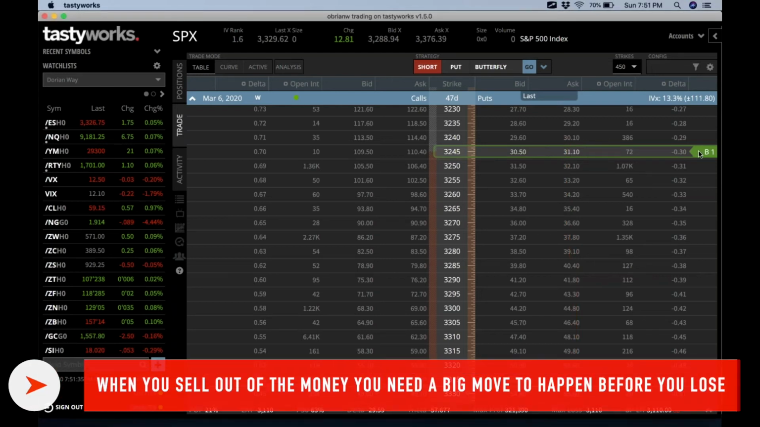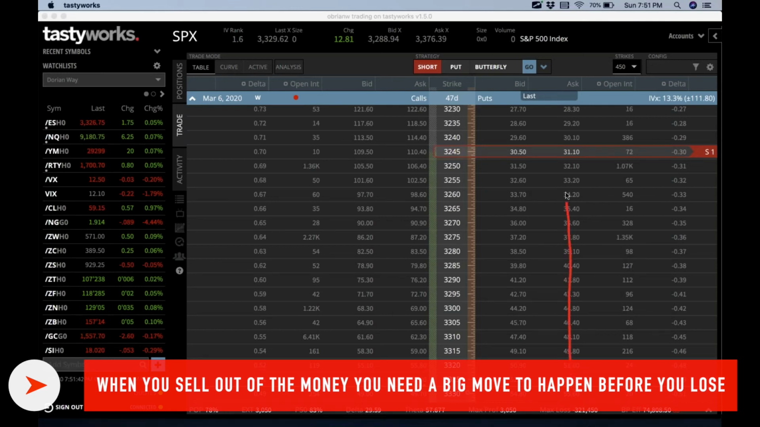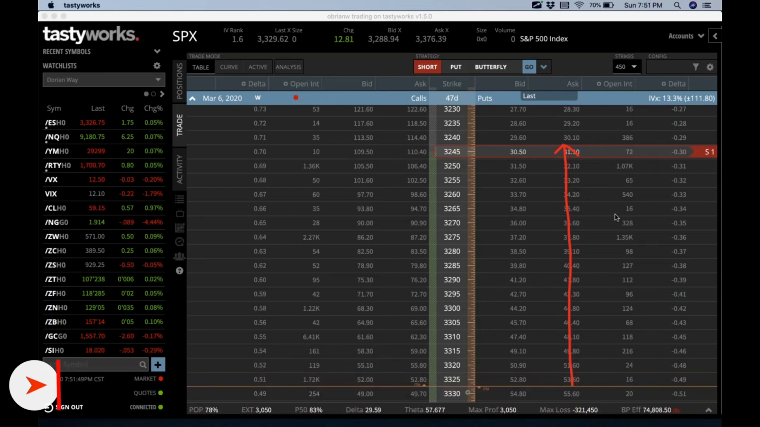When you are the seller of that option, you have a 70% chance of winning, because you need a big move to happen before you lose. The only way you lose is if it goes past that 32.45 at expiration. So if you're holding these things for expiration, these are the probabilities, that's what we're discussing here. If you are the seller, you need a big move to happen before you lose. If you are the buyer, you need a big move to happen before you win. So it's a subtle difference, but it's a big difference to understand.